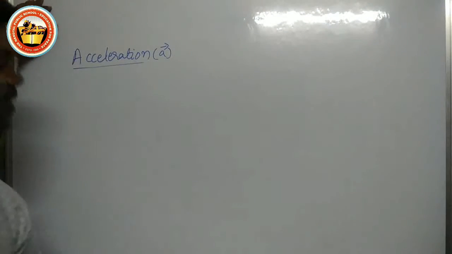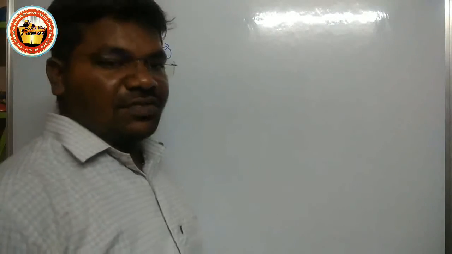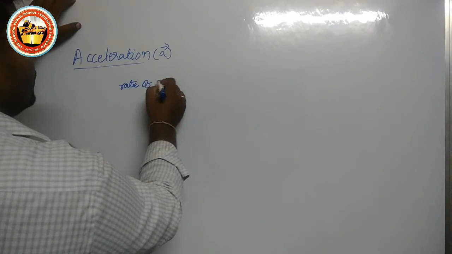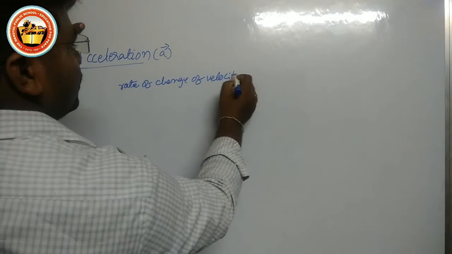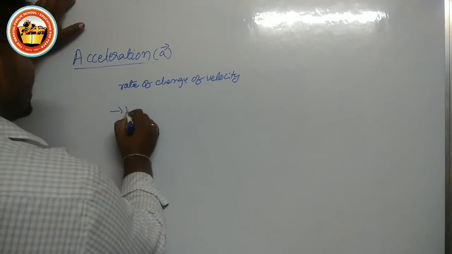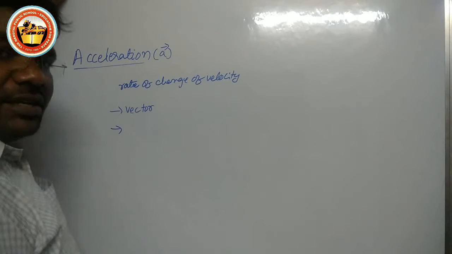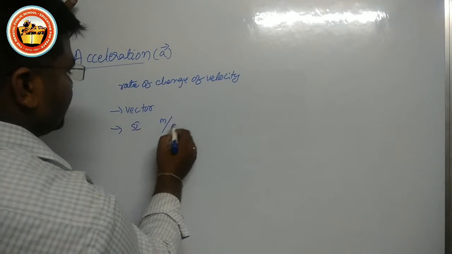Acceleration is a vector quantity, which is defined as the rate of change of velocity with respect to time. We know that a vector quantity is a physical quantity having both magnitude and direction. Its SI unit is meter per second square.